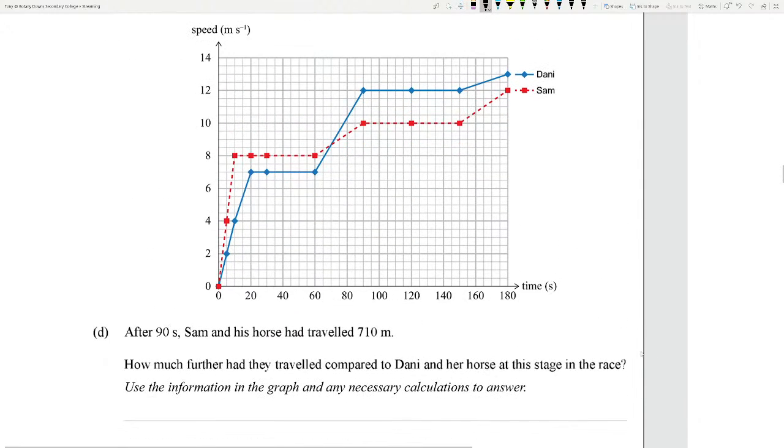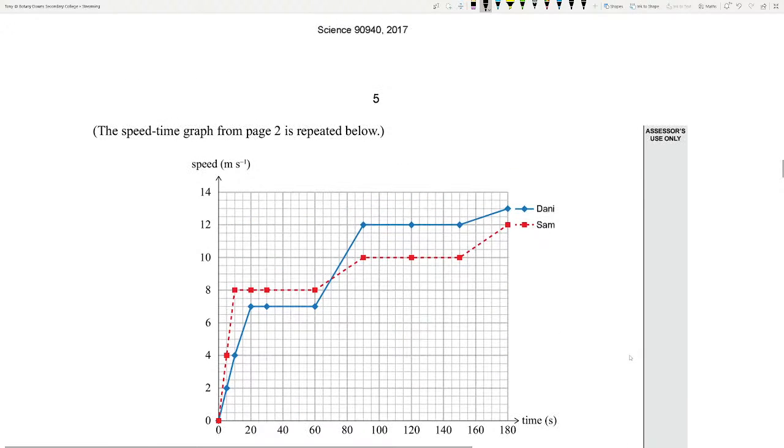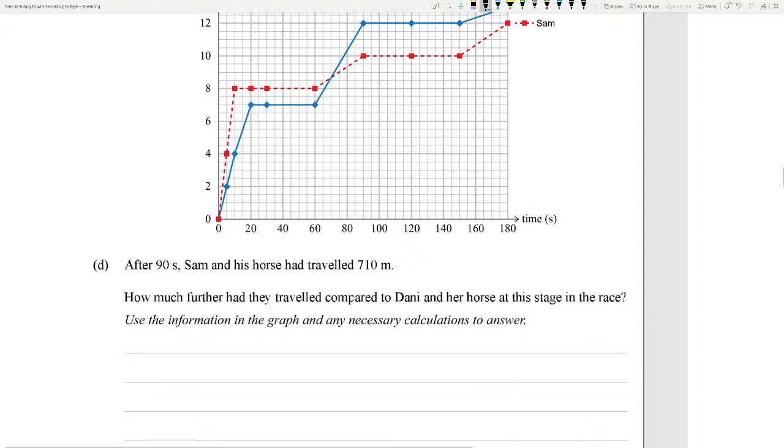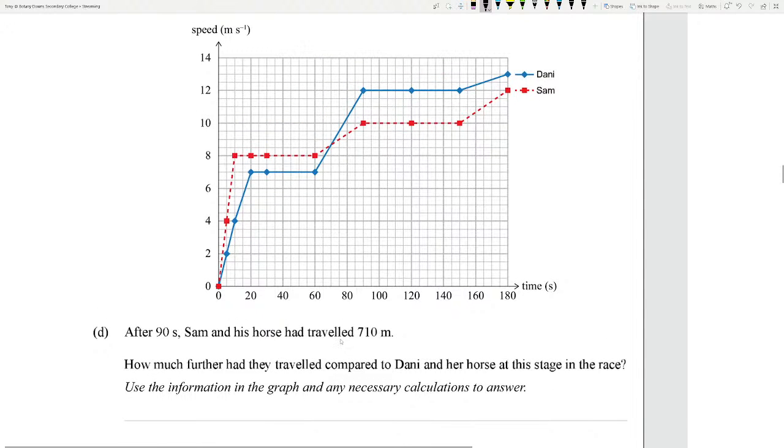So let's have a look at this one. What's this doing here? The speed time graph is repeated below. Sam and his horse traveled 710 meters. How much further had they traveled compared to Danny and her horse at this stage of the race? You can look at the question here. After 90 seconds, which is this point here, you see traveling distance, how much further, how much distance they traveled.